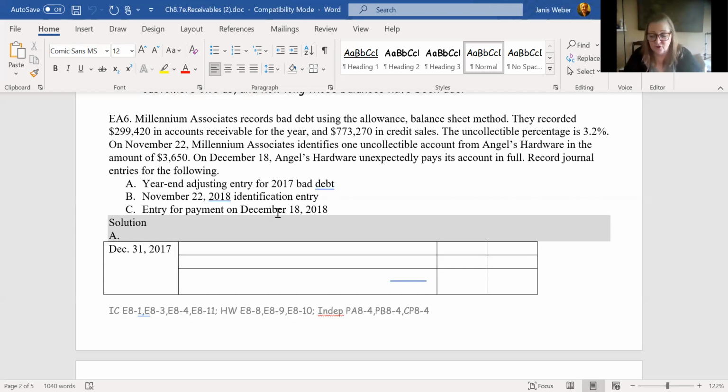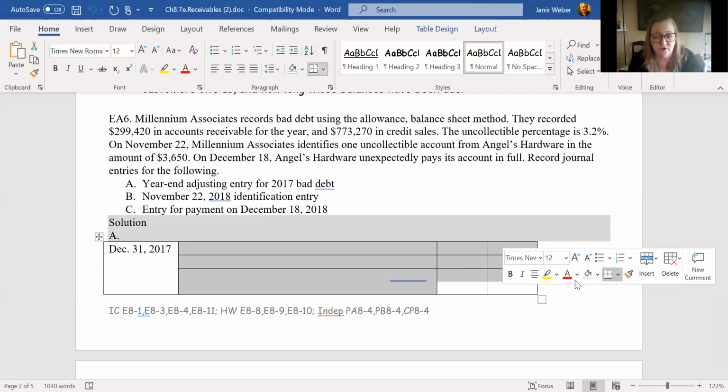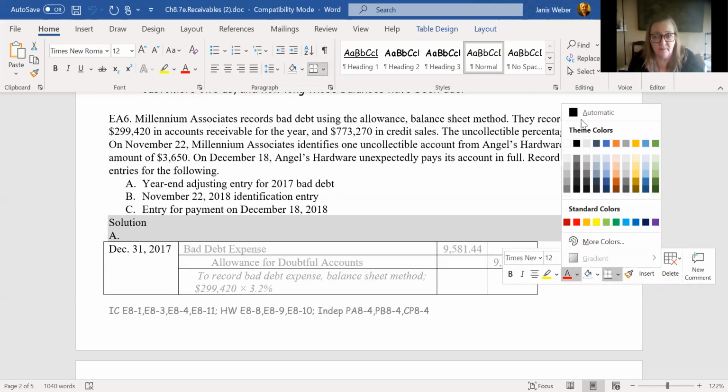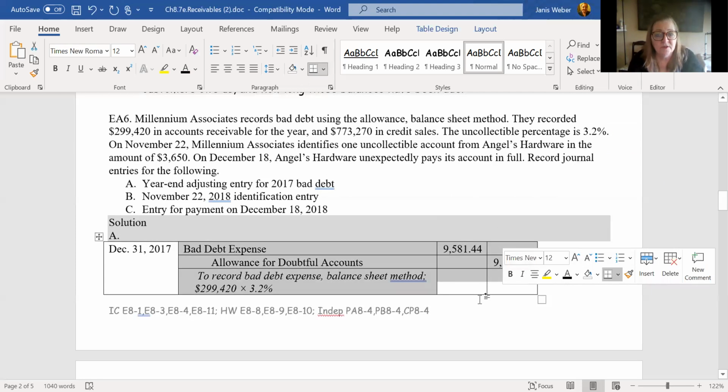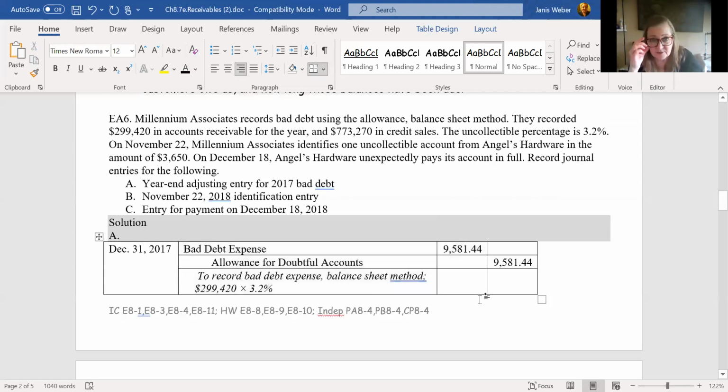So they want us to give them the journal entries for these 3 different transactions. The year-end adjustment for the bad debt that we just discussed. I got some descriptions on here, so it's a 3-line entry. It's not a compound. So we're going to debit bad debt expense.